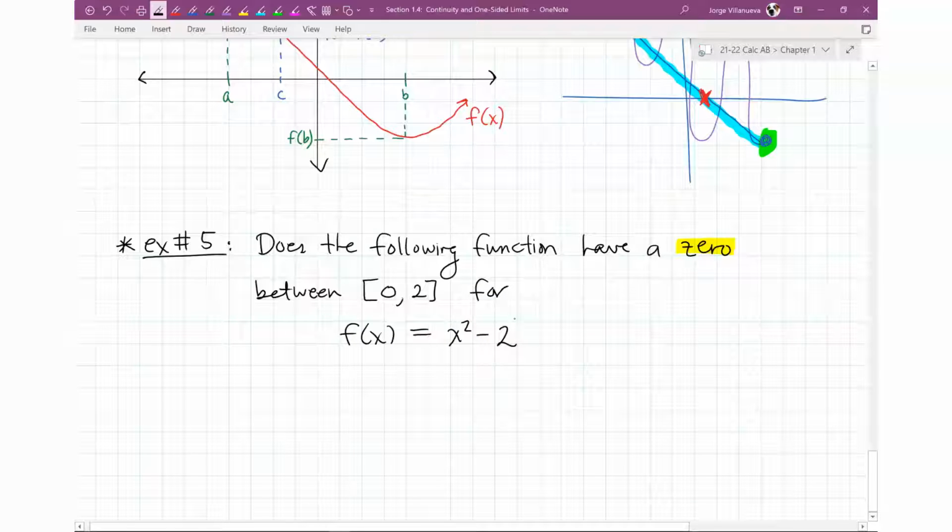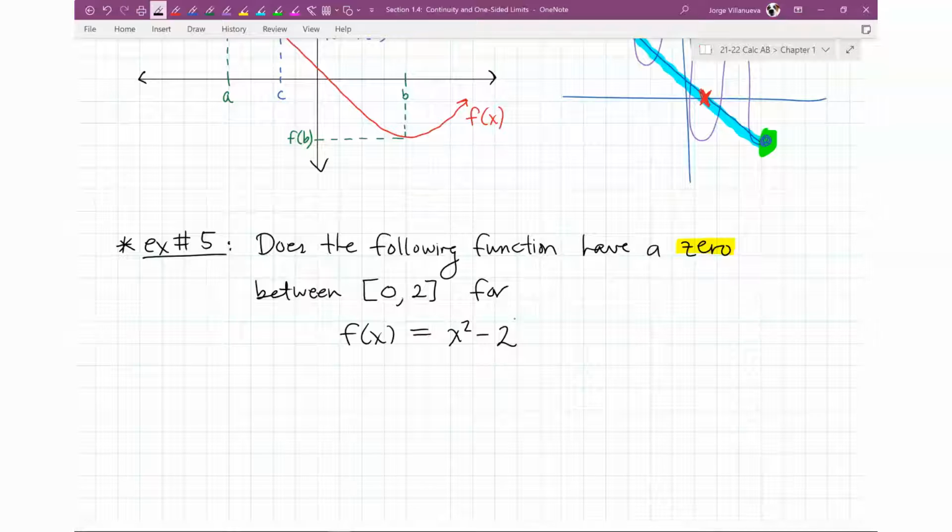for f of x equal to x squared minus 2. Now we know that this function has two zeros, right? You guys should be able to look at the function x squared minus 2 and say, okay, parabola, the minus 2 means it goes under, so it has two x-intercepts. One on the left side of the y-axis, one on the right side of the y-axis. So you should know that just off the top of your head. You should be familiar with those types of graphs. Okay, but how can I prove that it does have a zero between 0 and 2, right?